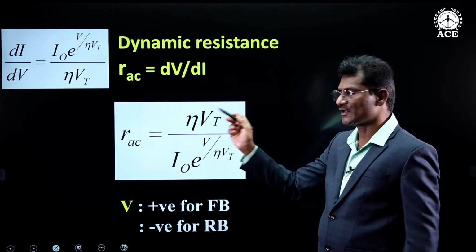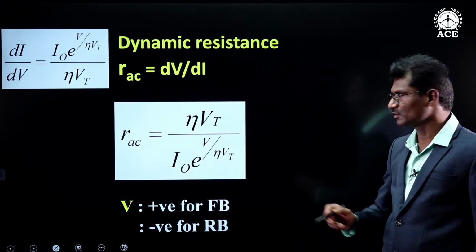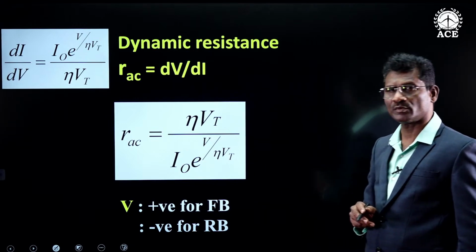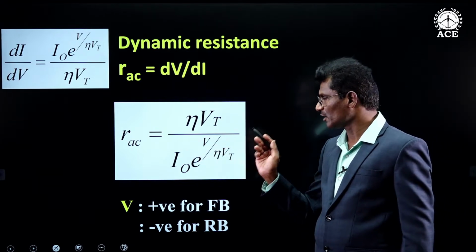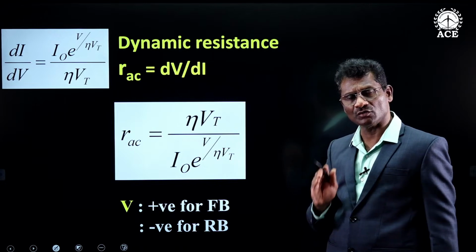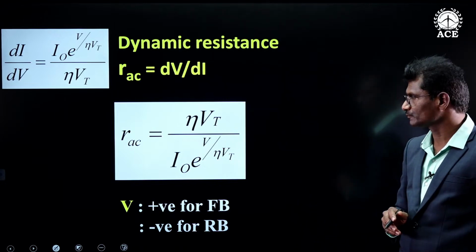This eta depends on germanium or silicon. Vt depends on room temperature. I naught is a constant value for a given diode.